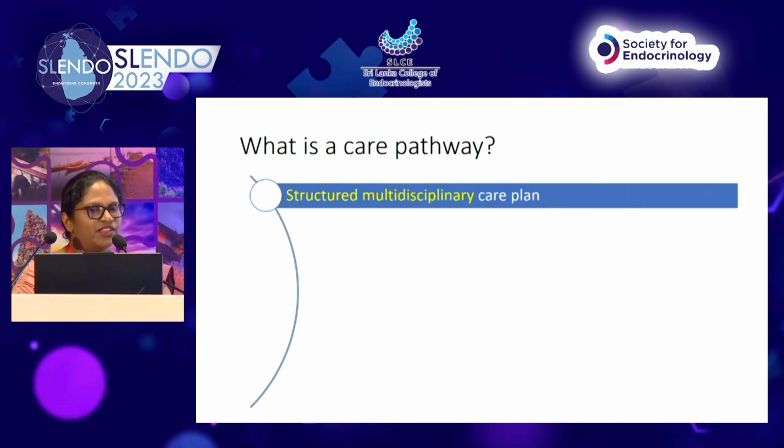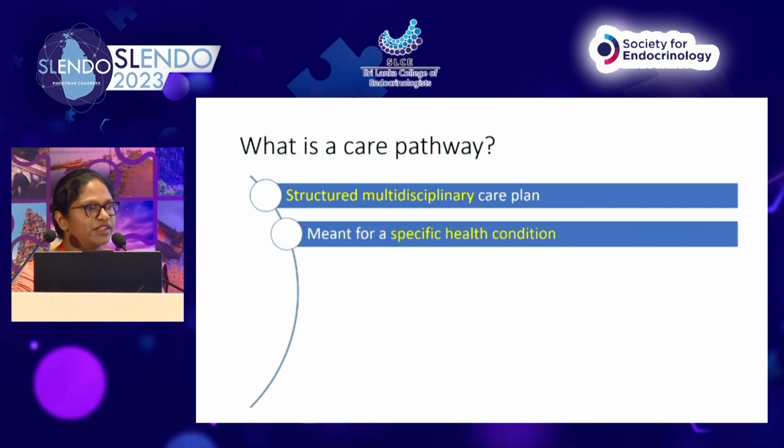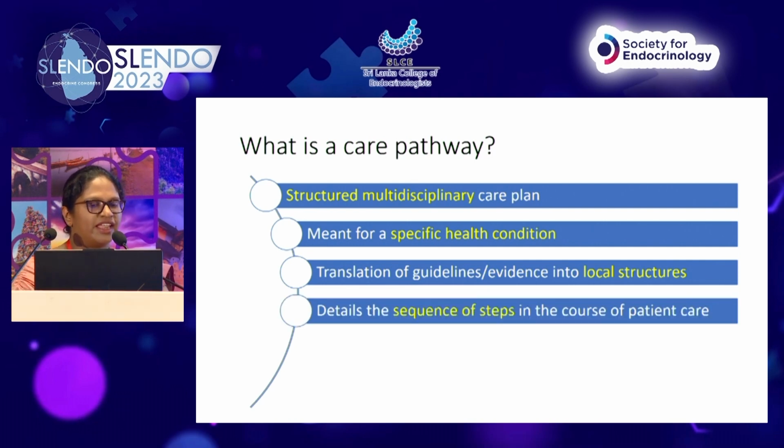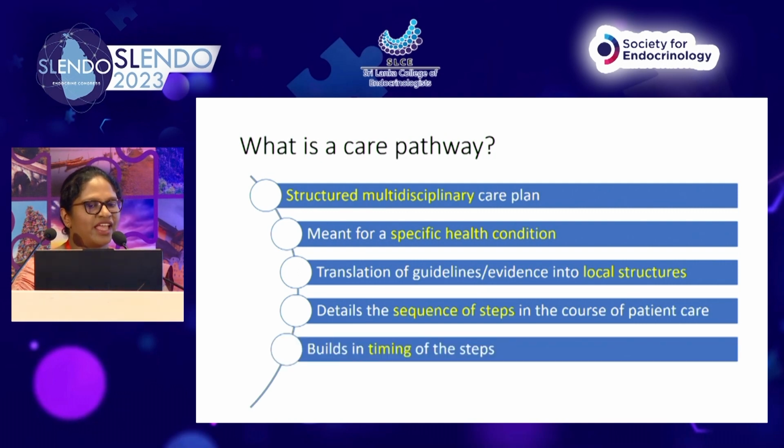So in a methodical way, what is a care pathway? It's a structured multidisciplinary care plan, and it's meant for a specific health condition. There is translation of guidelines and evidence into local structures. Unlike guidelines, these detail the sequencing of steps in the course of patient care. And most importantly, it builds in timing of the steps. Unlike guidelines, which just point out what we should do, in care pathways we always give a timeline. This should be done within this time. If this is an emergency, it should be referred within 1 hour or within 24 hours. So there should be timing in the steps.